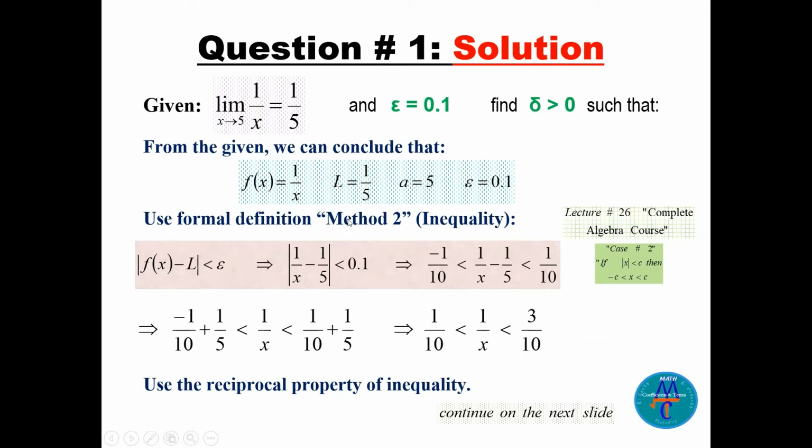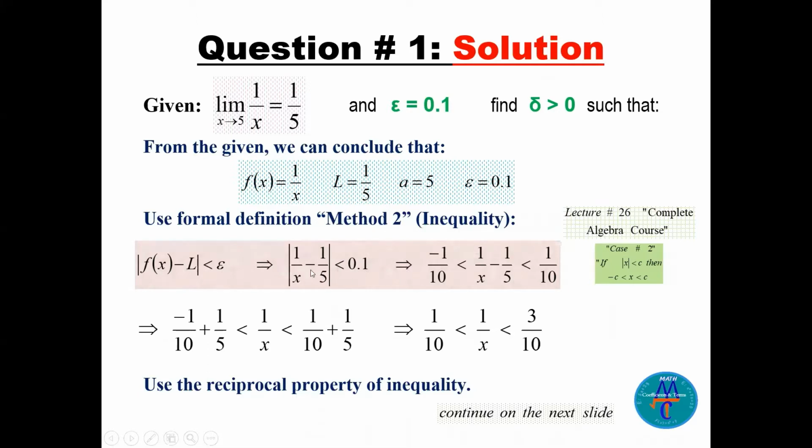Let's use method number 2. There are 3 methods presented in lecture 4 continued. This is method number 2. We're using the inequality approach. So let's start with the absolute value of f of x minus L less than epsilon. So the absolute value of 1 over x minus 1 over 5 less than 0.1, then we can use case number 2 from lecture number 26 in the algebra course.